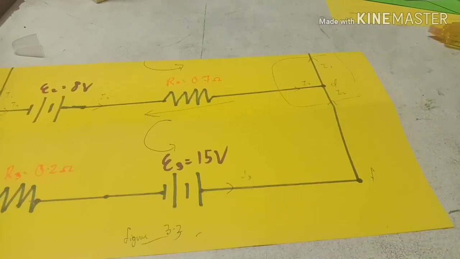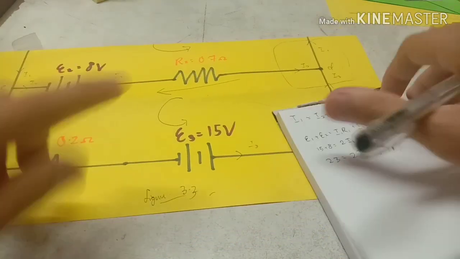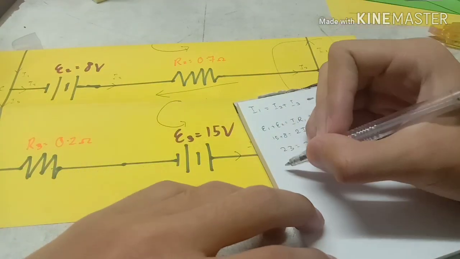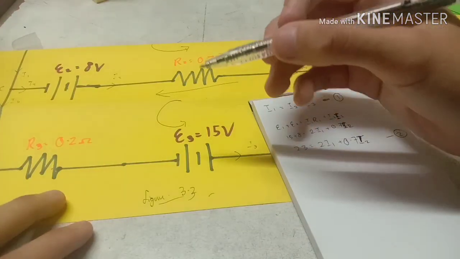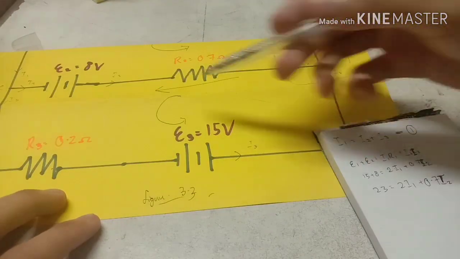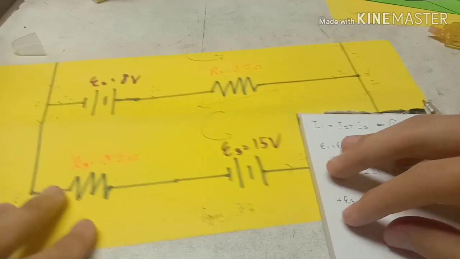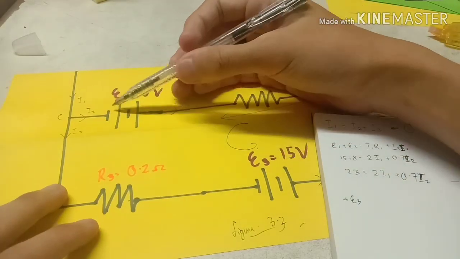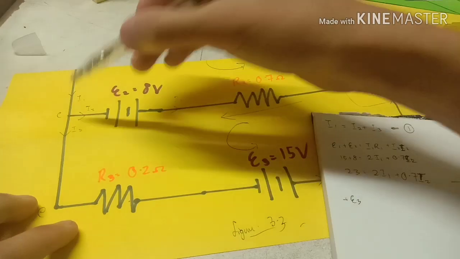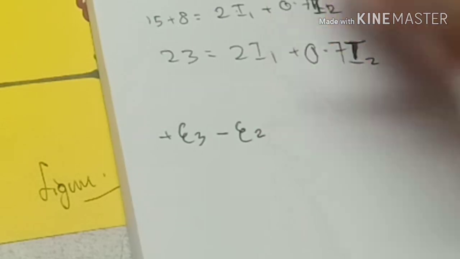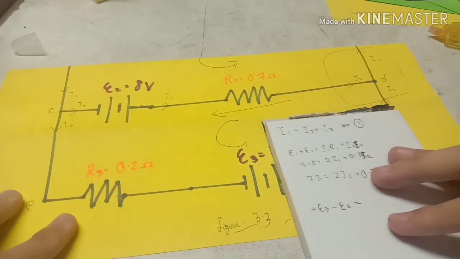Second equation, okay? For the third equation, we use the same thing. We use the second loop right here, but we use the same concept as the first one. So the summation of all the EMFs. Since I choose this flow, it will be a positive E3 because E3 goes with the flow as well. So E3 is positive, while E2 is negative because the flow of E2 is this way. So since we choose the flow this way, it is a negative E2. And then we just substitute everything else as the IR.